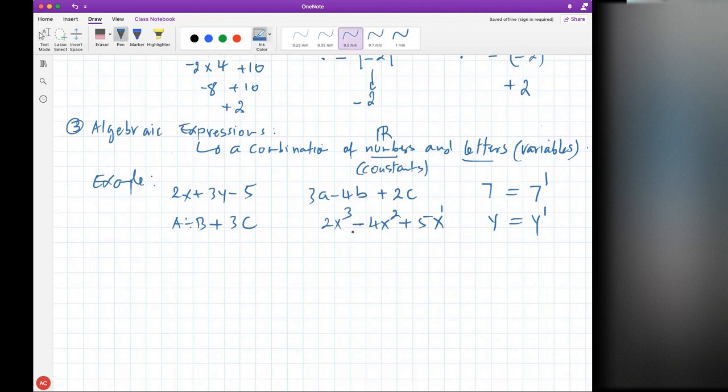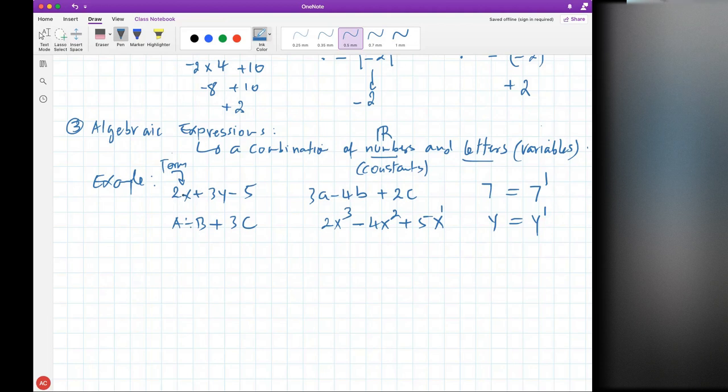Okay, so that's basically what an algebraic expression is. This is a variable, and this is a constant. So these two are variable. We call these terms. That's a term, that's another term, and that's another term. So we have 3 terms in this expression. 2 of them are variable terms. 1 of them is a constant term, which means it does not change.